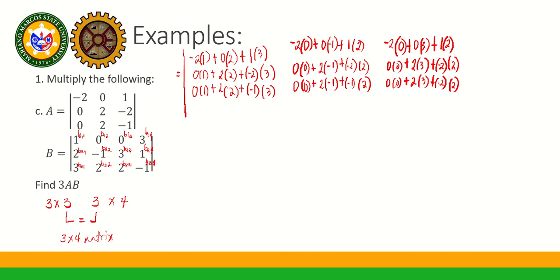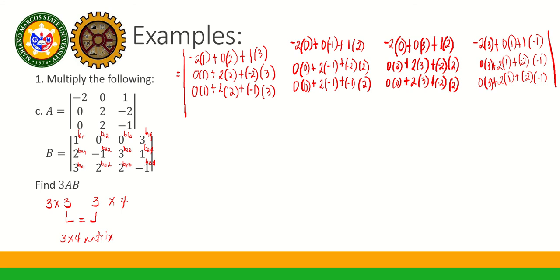And then 2. And for the last column naman, okay, so we still have si negative 2, 0, 0 multiplied by 3, si B14. So that is 3, 3, 3. And then we add the elements of the second column, 0, 2, 2 multiplied by B24, that is 1. And then again, we add the elements of the last column, 1, negative 2, and negative 2. And we multiply it with B34, that is negative 1. Okay?